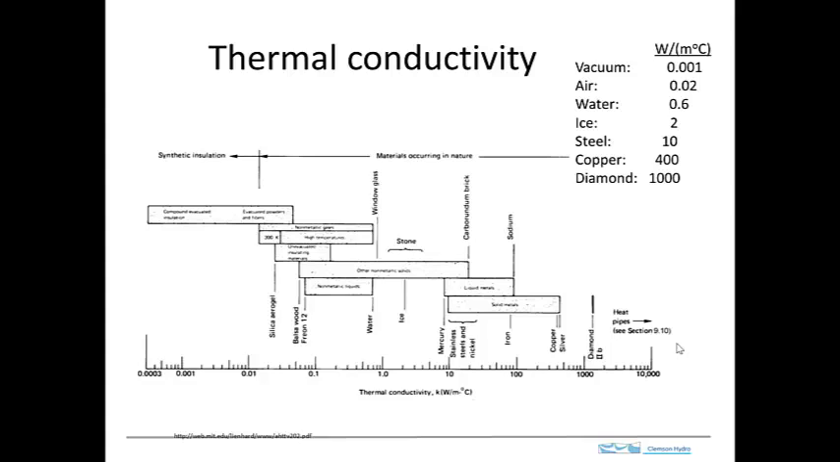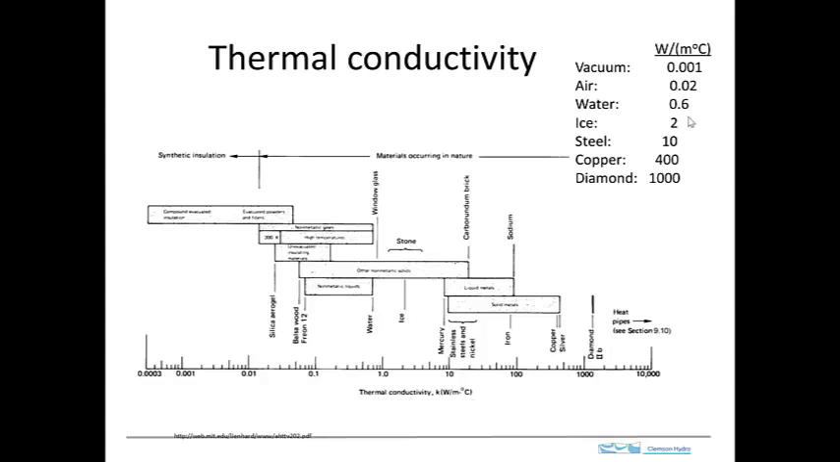Here are some examples of thermal conductivity of various compounds. This table ranges from around 0.001, 10 to the minus 3, to say 10 to the 3, over about 6 orders of magnitude. It's hard to read this table, but on the low end, a thermal conductivity of 0.001 is a vacuum, and air is a bit larger, but still really quite low. Water is a bit higher, around 1 watt per meter per degree C, and ice is a little bit higher than water. Then as we go up, the thermal conductivity of steel is greater, copper is greater yet, and the highest is diamond. Okay, so that's the range of thermal conductivities that we expect for thermal conduction problems.